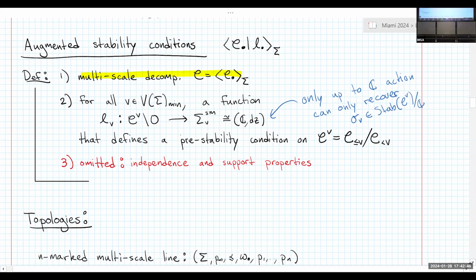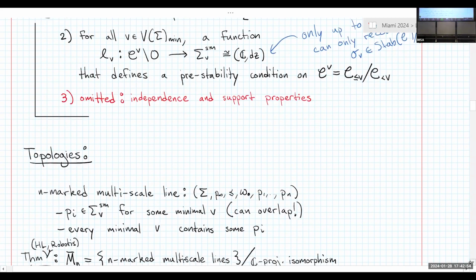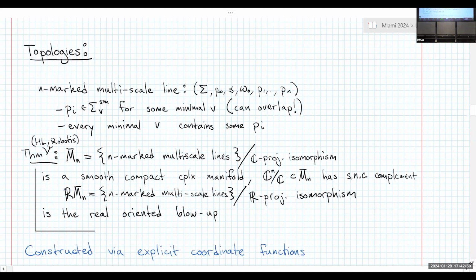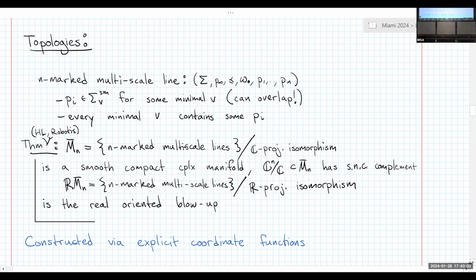Okay, are there any questions about this? Okay, so those are the objects, that's the set. And now what I want to tell you about is that this is a space. For that, we have to consider not multiscale lines. The multiscale lines don't really have a moduli space. But if you add marked points to all the terminal components, the rule is that every terminal component has to have at least one marked point. That rigidifies things. And then you actually do get a projective moduli space.